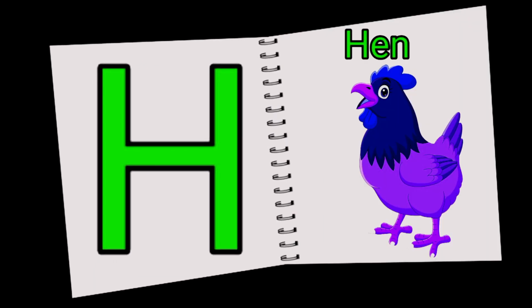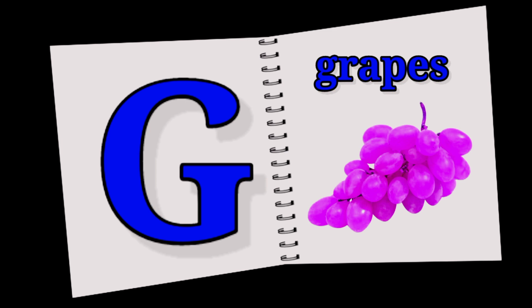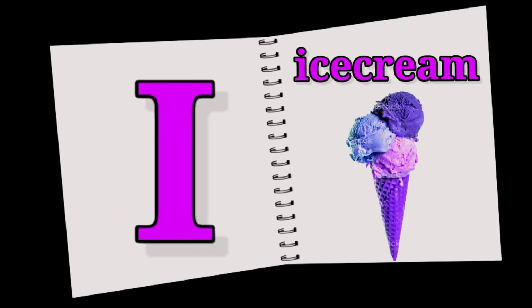H for hen. G for grapes. I for ice cream.